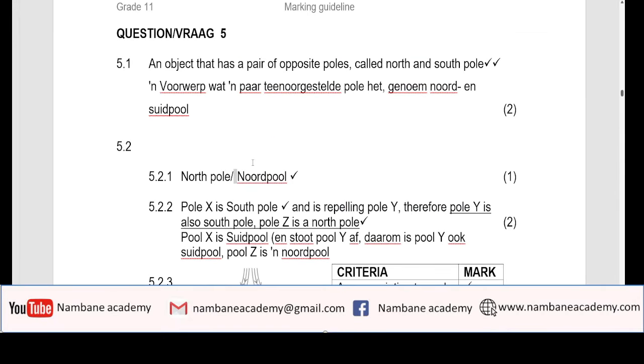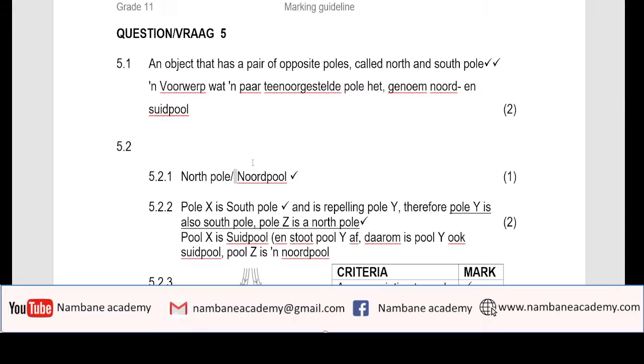Question 5. Magnets are objects that produce a magnetic field which can attract or repel certain materials depending on their polarity. 5.1 asks to define a magnet. It's an object that has a pair of opposite poles called north and south pole, 2 marks. 5.2, consider the objects below. Pole X repels pole Y. The 2 objects were given in the scenario, one with N and X and the other one with Y and Z.